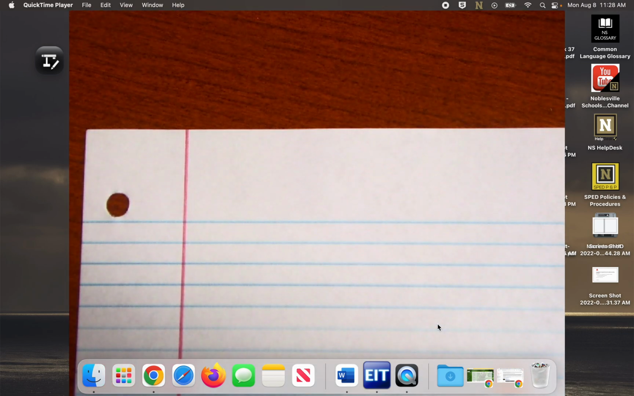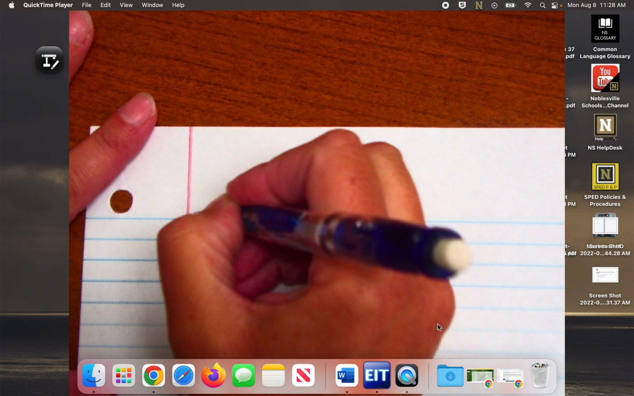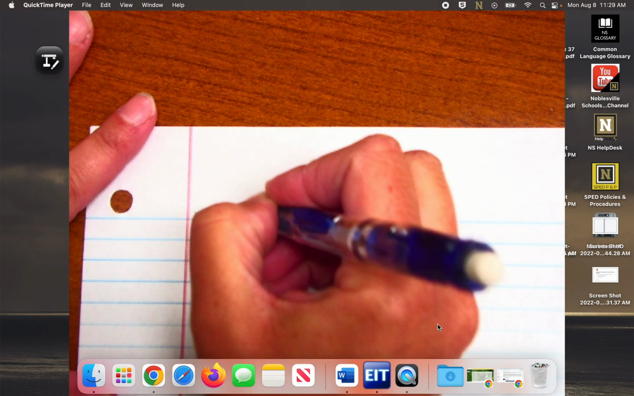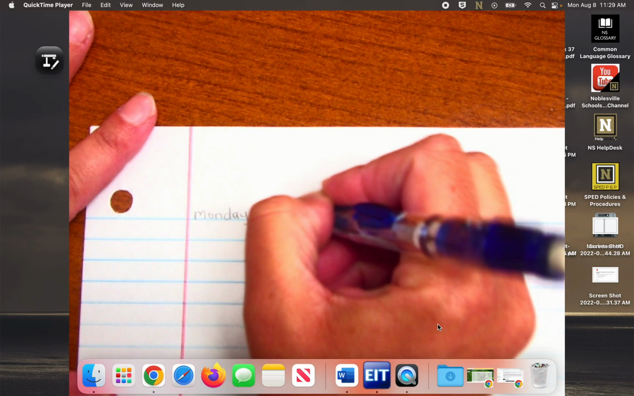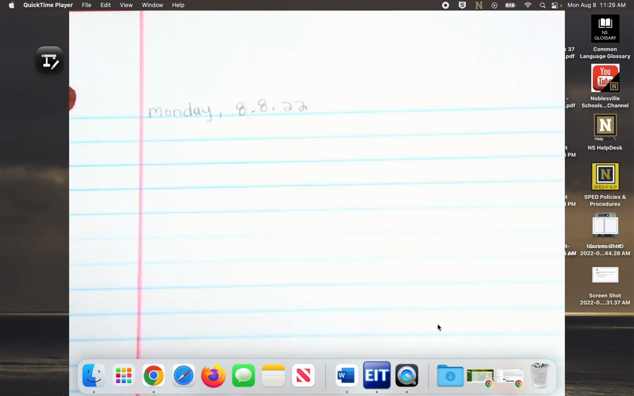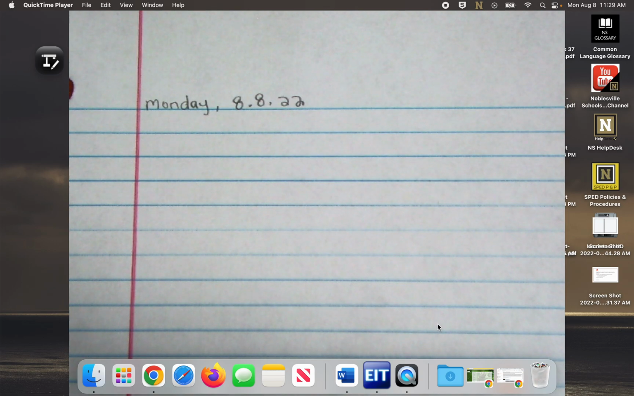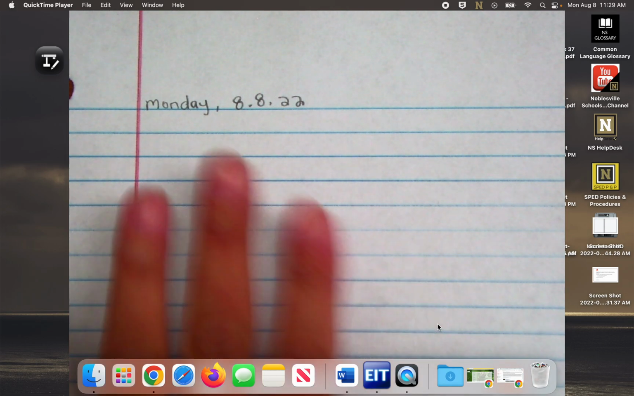So when we take notes, we're always going to put the date on the left-hand side. Today is Monday, 8/8/22. That's just how I write my dates. I'm 20 years in. It's not going to change. I put little dots instead of dashes. You can put whatever you want. Those are my 8s. Those also aren't going to change. So yes, that's just what they look like. Okay. So that's on the top left corner.